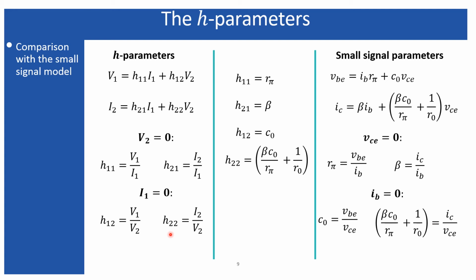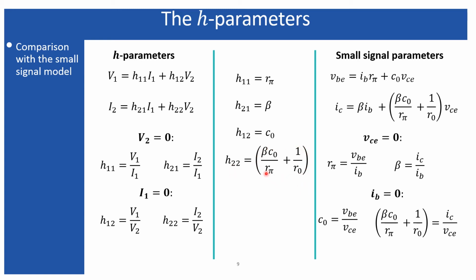In the second case, H22: if you make I1 equal to 0 and take the ratio of I2 to V2 from the second equation, that defines H22. Similarly, if you make IB equal to 0 and take the ratio of IC to VC, that defines this factor, and by comparing these two we can easily write that H22 is equal to this factor.